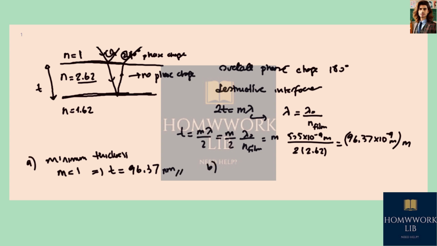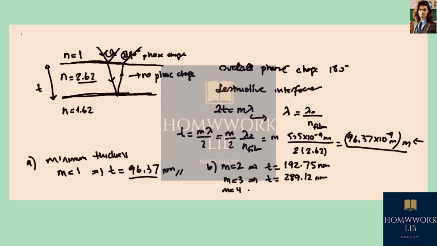Now in part B, we want to discuss the next three thicknesses, like the thinnest film. They will correspond to m equals 2. So the thickness would be twice this, from the equation that we just derived. Twice that would be 192.7 nanometers. So m equals 3 would be 3 times this number, 289.12 nanometers. And m equals 4 would be the thickness corresponding to 385.5 nanometers.